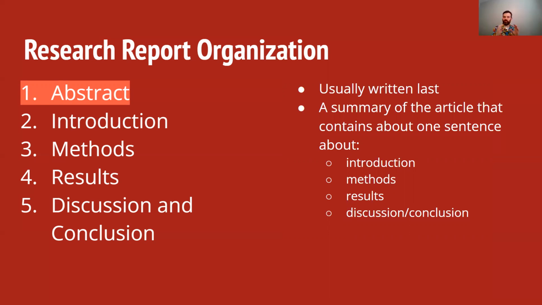So the abstract is usually about a paragraph long at the beginning of your paper. It has the heading abstract, but you can't write this until you're done with the whole paper. So when you're writing your outline, you can put in a heading for the abstract, but you won't be able to put any information in there until you've written the rest of the paper.